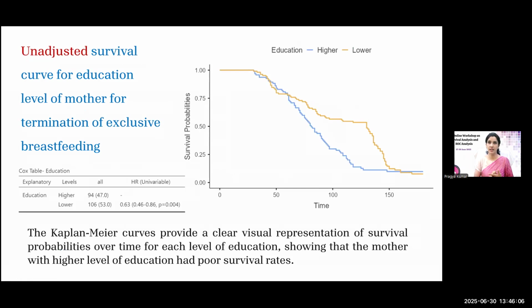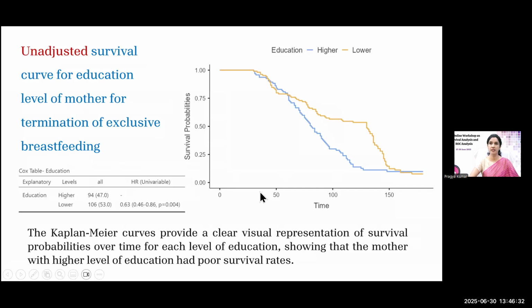Why are we writing unadjusted? Because here we are only taking one factor. When you take more than one factor, then we call it adjusted. So this is the unadjusted survival probability for the levels of mother's education, and here we have taken exclusive breastfeeding, whether the child was exclusively breastfed, depending on the education, higher or lower.